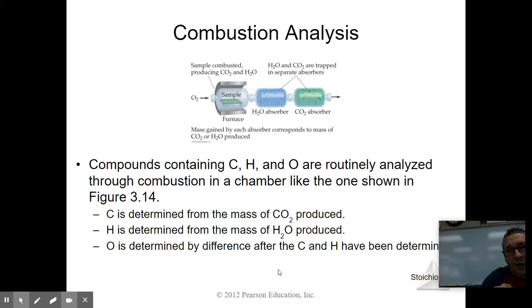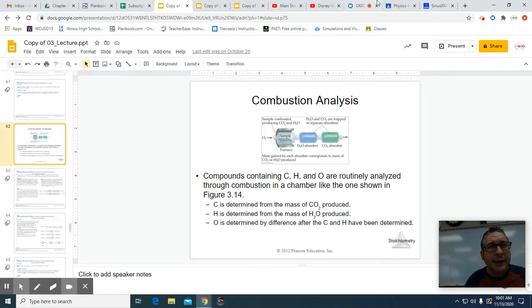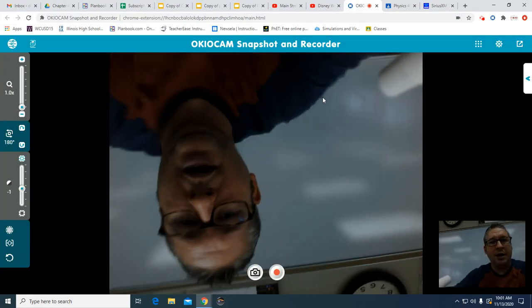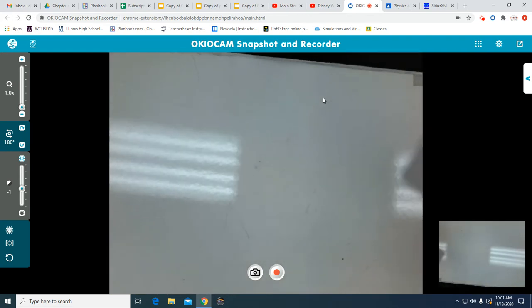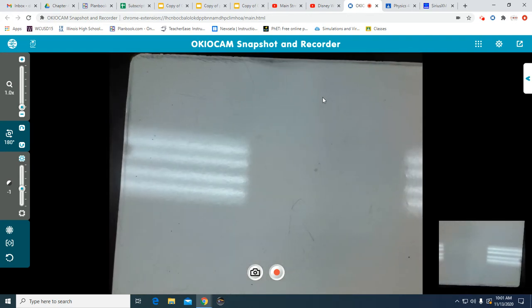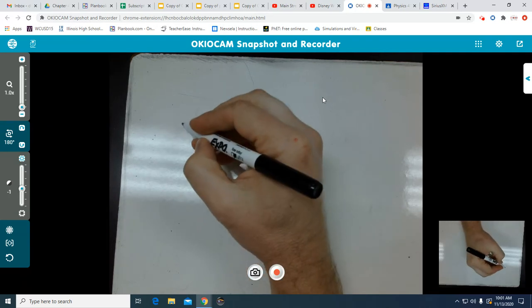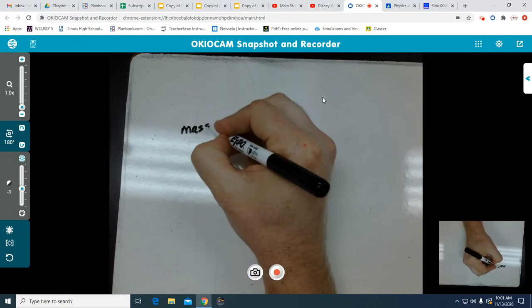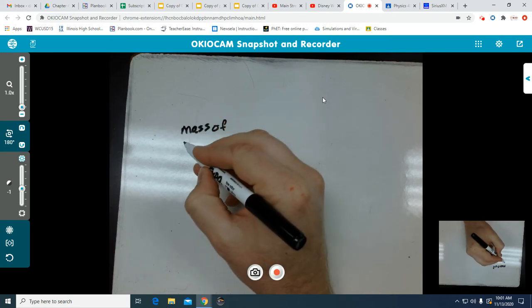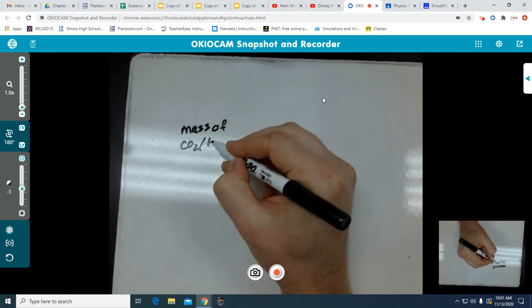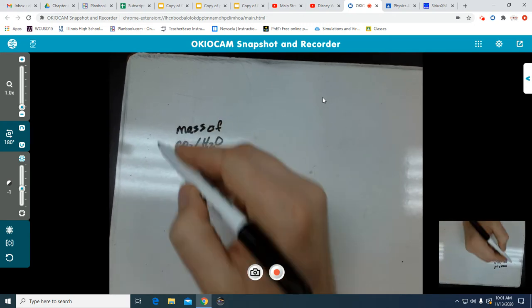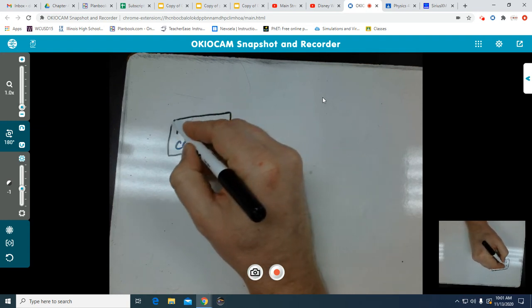So I'm just going to do this in one. I'm not going to do one specifically for carbon and one specifically for hydrogen. They're just going to be in one. Okay, so you might be good to write this down. The first thing is we will be given the mass of CO2 and H2O. Okay, so this is like our first block.